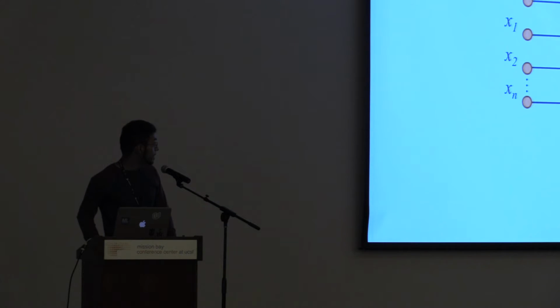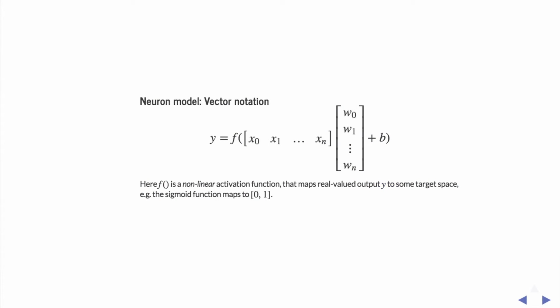Now, I'm going to switch back to our vector notation. For a single neuron model, all we've done is added this f function on top of the vector multiplication and addition of the bias. We haven't really done a whole lot. Now, this is for a single neuron. What if we had multiple neurons? What would this equation look like?